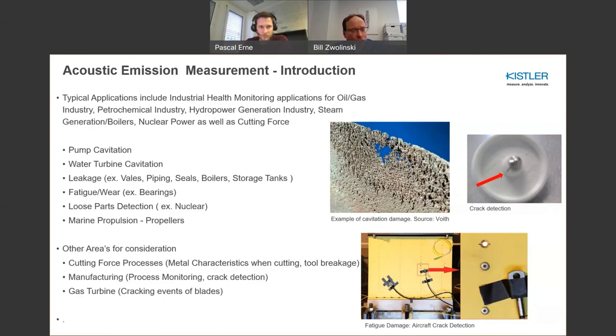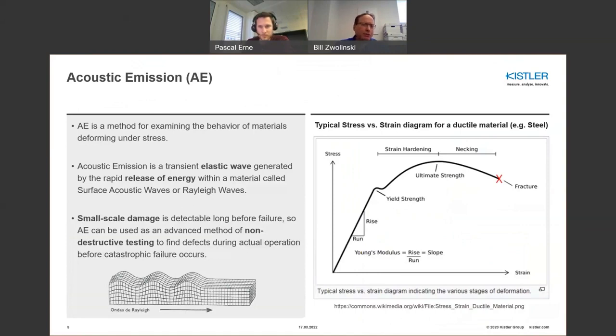Certainly in terms of manufacturing processes and gas turbines, in terms of cracking of the blades and integrity of gas turbine operation is also an area where acoustic emission does play a role. So acoustic emission is basically an elastic wave generated by a release of energy within a material.